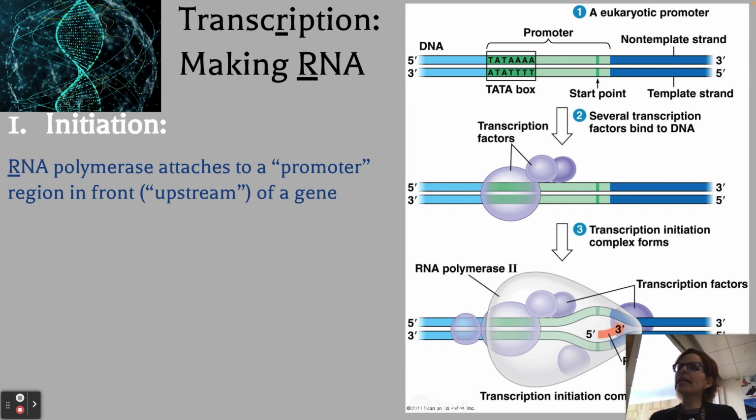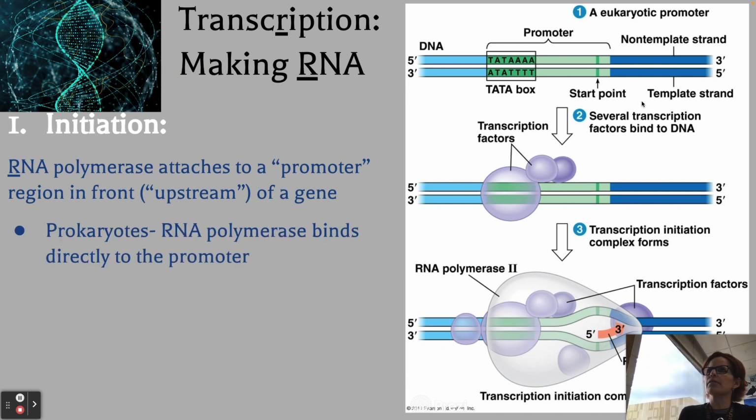So it says RNA polymerase attaches to a promoter region. This is hard. Stare at it. Be familiar with the diagram, but don't worry about being able to say it back to me. Okay? Just look at the diagram, follow along. RNA polymerase attaches to a promoter. So here's the promoter region. It's in green, and it's in front of the gene that we're going to want to transcribe. We're going to try to make mRNA out of this.